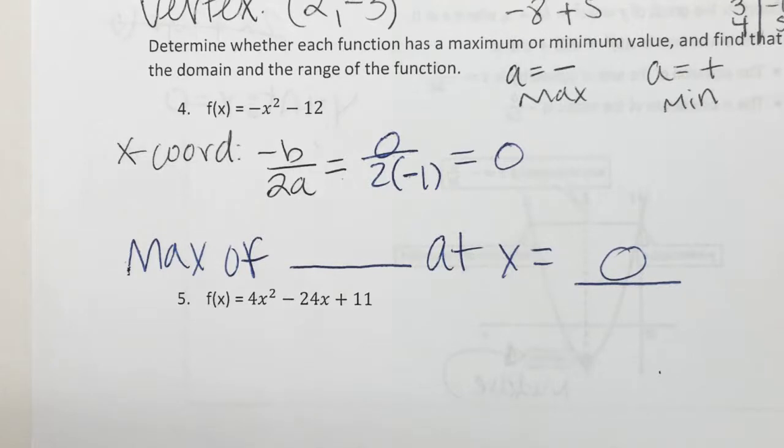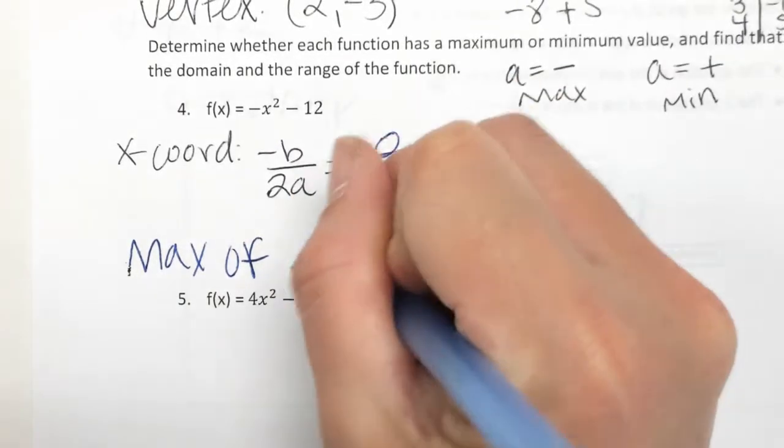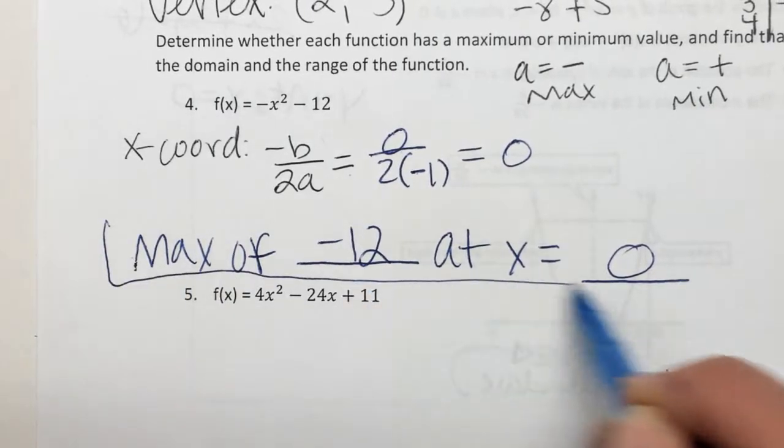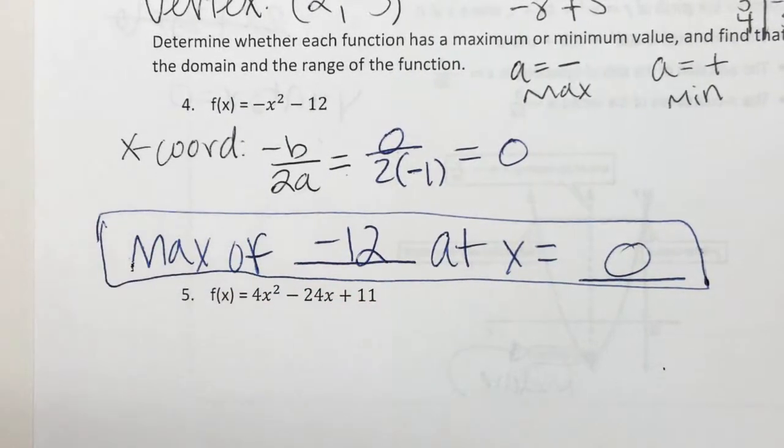Now how do we find the y coordinate? Plug it in. What's this one going to be? Negative 12, good. So this has a max of negative 12 at x equals 0. That's how you write this. Anytime it asks for max or min, this is how I want you to write it.